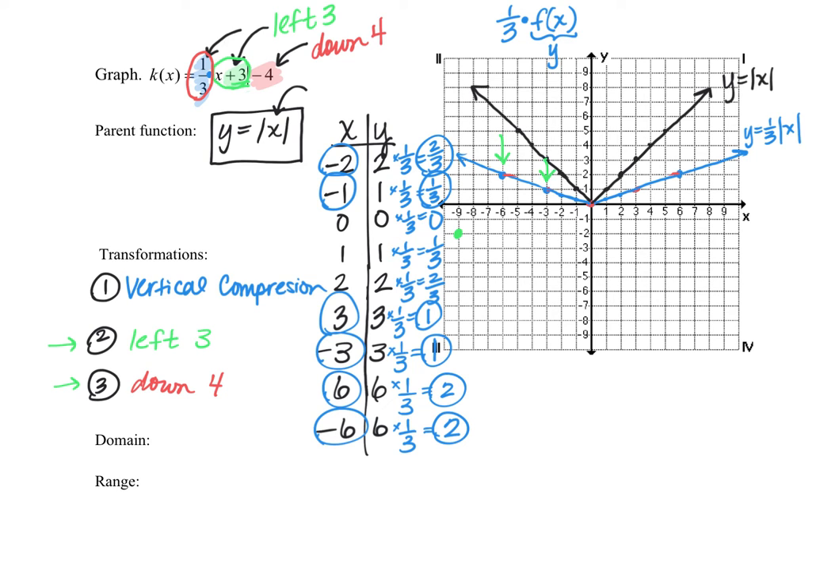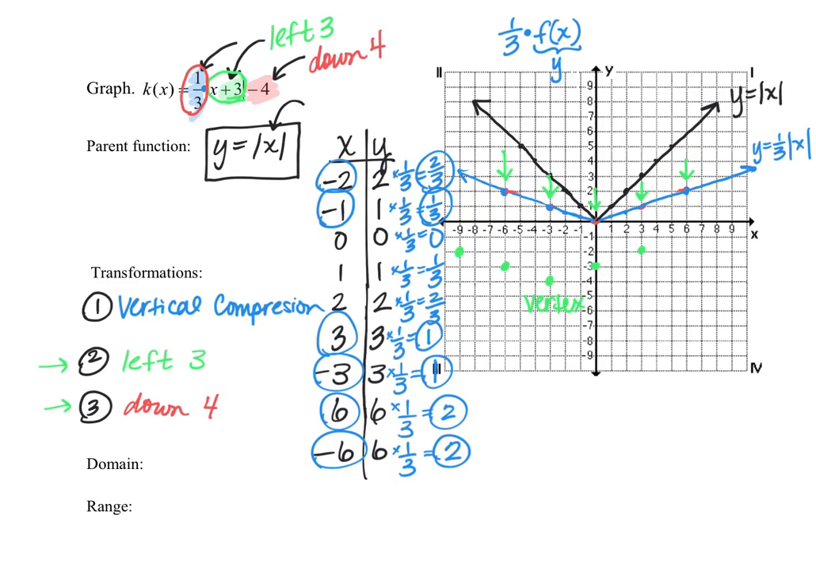Then taking the next point, which is at -3, 1, we travel left 3, down 4. The vertex was at 0, 0, but it's going to go left 3 and down 4. So that means the new vertex is here at -3, -4. And then the last 2 points, the one at 3, 1, we go left 3, down 4. And then finally this point at 6, 2, we count left 3, down 4 again. And now we have 5 good points. And you can draw in your V. That has been vertically compressed and shifted left 3, down 4.